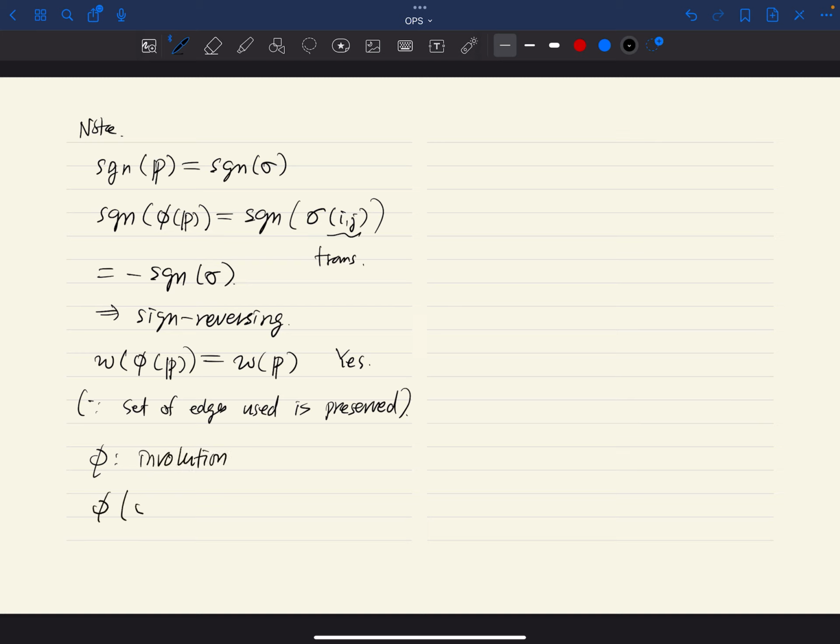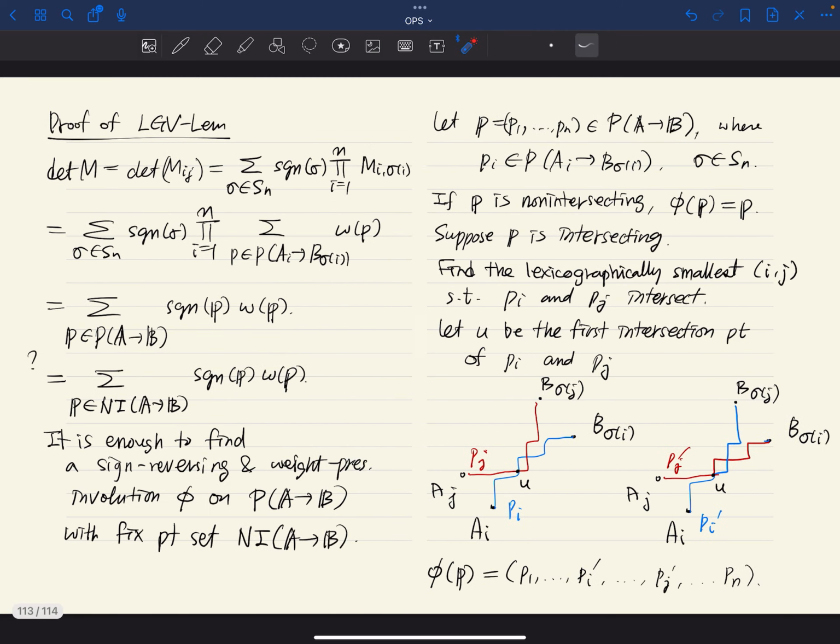And it is an involution because if you apply phi again, you will get p. Imagine that you have now phi of p. Then you do the same algorithm. You find the paths intersecting, p_i and p_j, find the smallest (i, j), then it will still be the same. And also you will find this will be the first intersection point. You change the tails, then you get this. This is an involution. So it has all the properties we need: sign reversing, weight preserving, and involution.